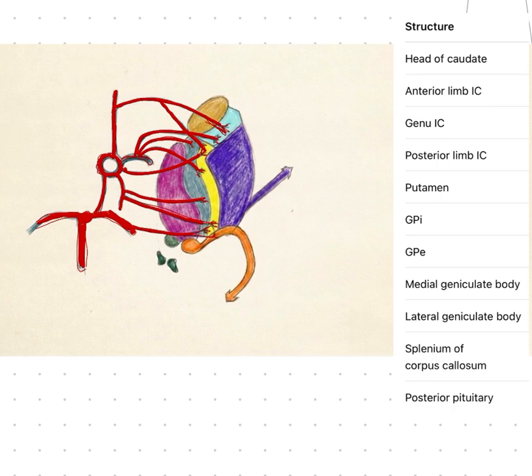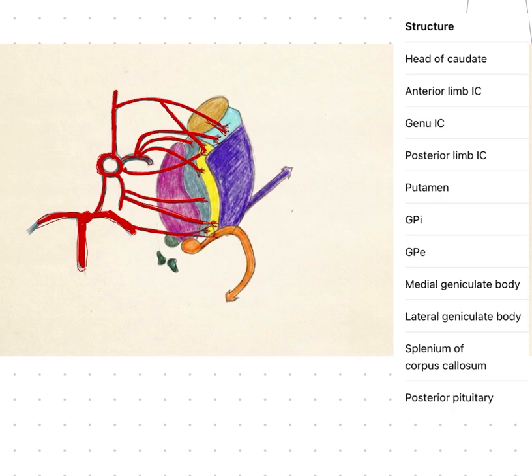This is clinically important because occlusion of anterior choroidal artery can produce dense contralateral hemiplegia, because we have learned that the face and the hand and the lower limb are present in the posterior limb of the internal capsule, and specifically in the posterior part where the lower limb fibers are located, supplied by the anterior choroidal artery.